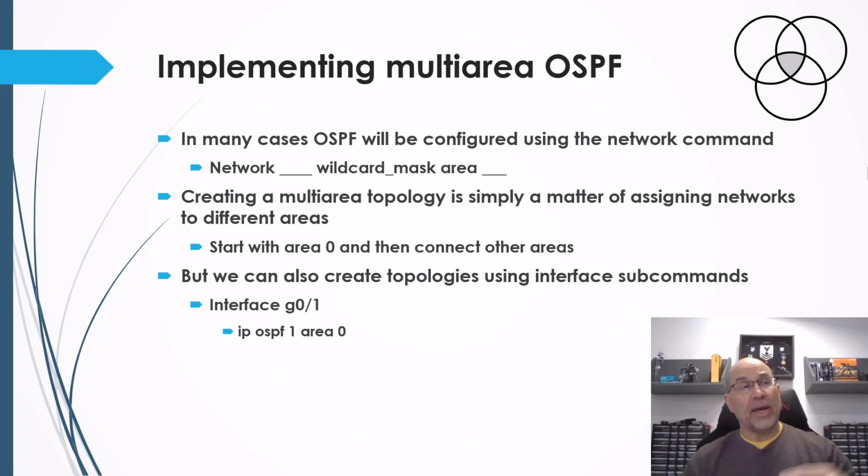Remembering that if I designate one router interface to be working with a particular area, anybody else connected to that network should also use the same area. We always start with area 0. All other areas connect to area 0. So you would never connect area 1 to 2 to 3 to 0. All of them would just be connected to area 0. Now we can also create areas or OSPF configurations with interface commands. We'll do both of those right now.